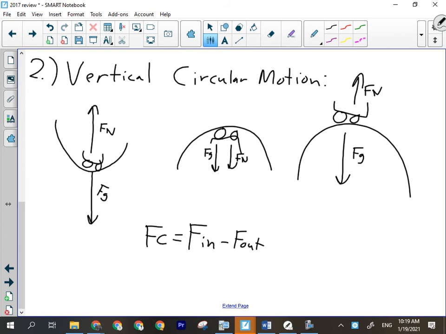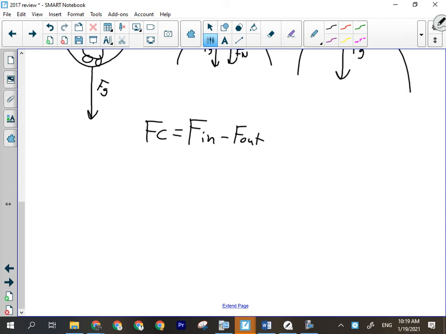All right, that was like the first half of the unit, those two types of circles. Then we talked about universal gravitation.